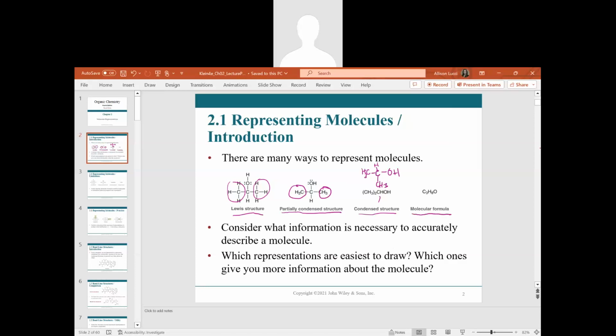So we want to review here which representation is easiest to draw. Well, obviously the full molecular formula here, where it's not written to represent bonding patterns. So the easiest to draw will be the molecular formula or the condensed structure. Which ones give you the most information about molecules? Well, the partially condensed gives us more than the condensed, and then the full Lewis structure gives us the most information.